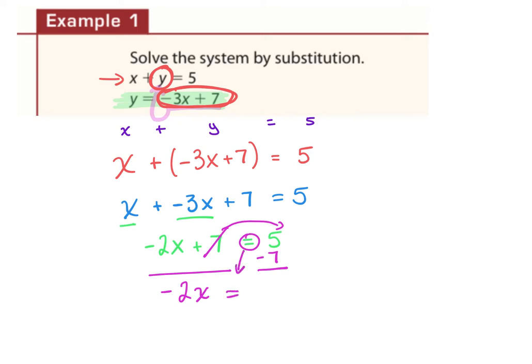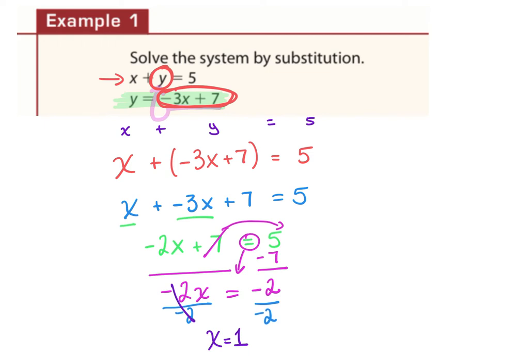What's 5 minus 7? You start with 5, you give away 7, you have -2. What's my last step here? Divide. I need to divide both sides by the -2. So on the left-hand side, my -2's cancel. What is -2 divided by -2? +1. Now, when we were solving by graphing, what did our answer look like?